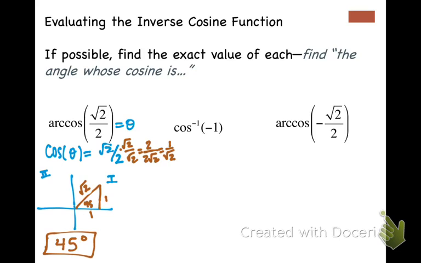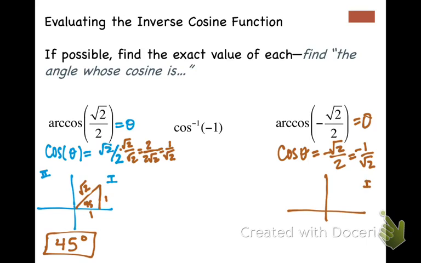We're going to skip the one in the middle. We're going to come back to that. We're going to do this one on the end here. If I make that theta, this is now cosine of theta equals negative root 2 over 2. If I go through that same process we just did, this is the same thing as negative 1 over root 2. I am again restricted to the first and second quadrants only.